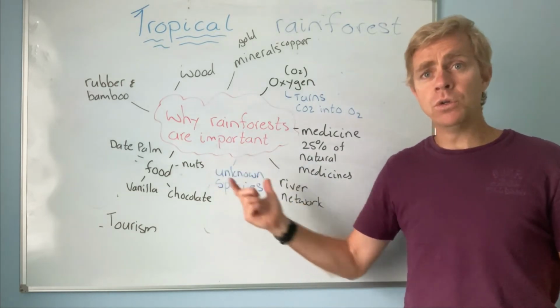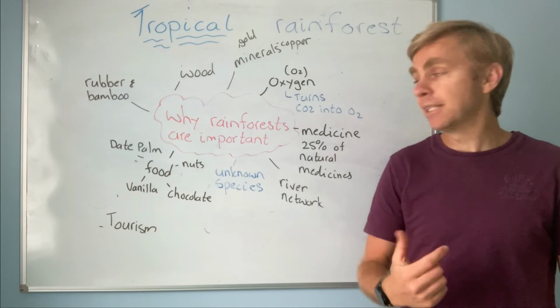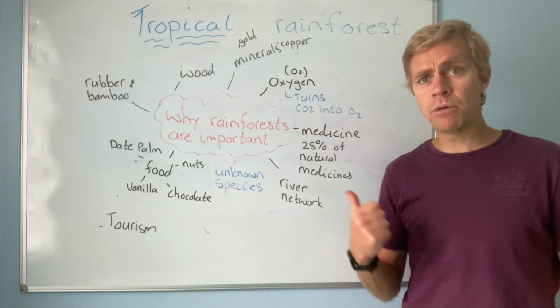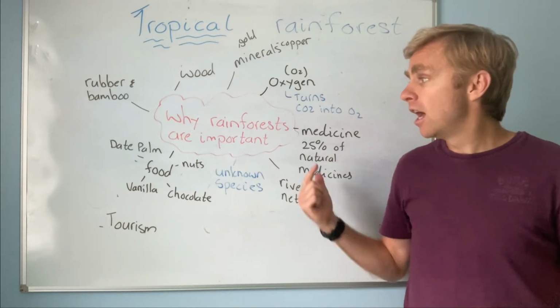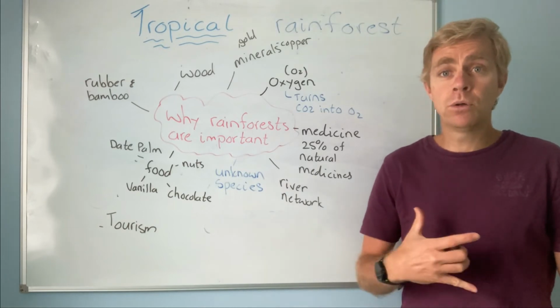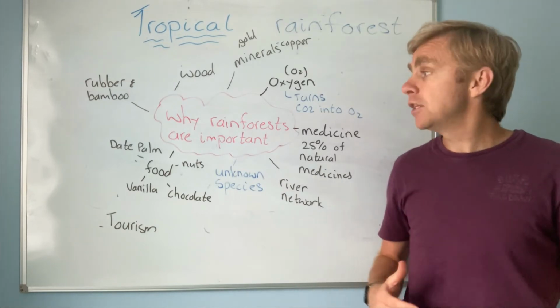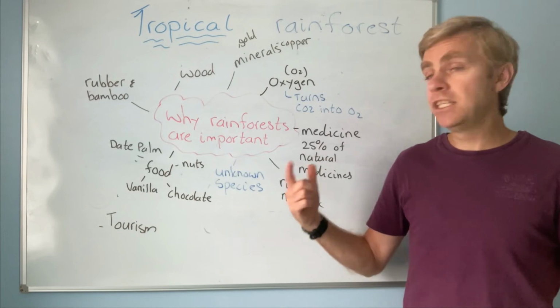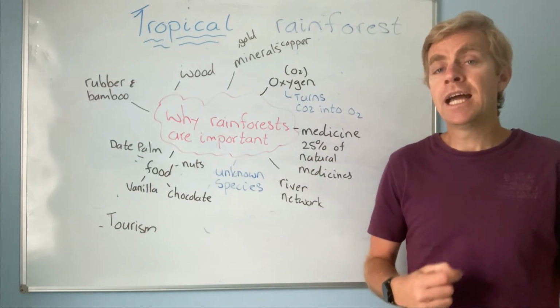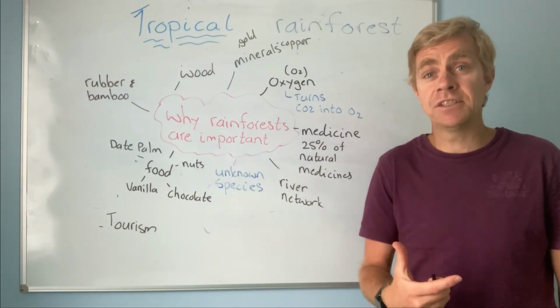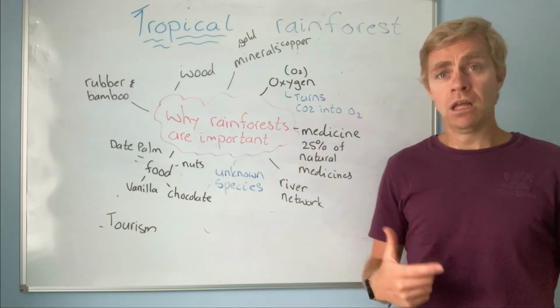A lot of our food comes from rainforests. Vanilla, chocolate. I know, you remove rainforest, you're going to say goodbye to chocolate. Nuts. Another one that's very, very important to us that you find in most products is called date palm. Another thing that's very important is rubber and bamboo. So a lot of ingredients in tyres come from the rainforest.